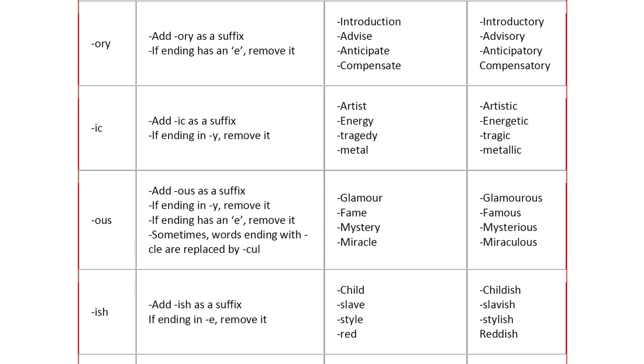Okay, the next one, ORY. The suffix ORY is used, and what is the rule over there? If it's ending with E, you will remove the E. So introduction, introductory. Advise, advisory. Anticipate, anticipatory. Compensate, compensatory. So you're removing the E and adding ORY. If you see the last three, removing E and adding ORY, whereas up there, you will remove the ION and add ORY.